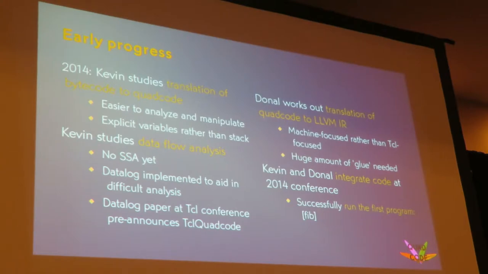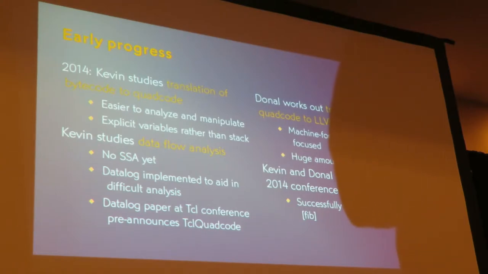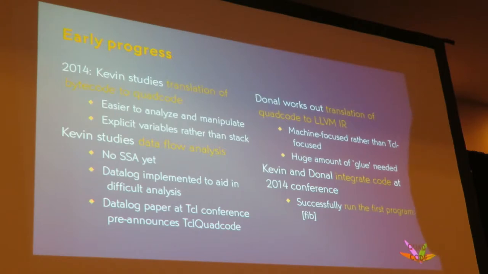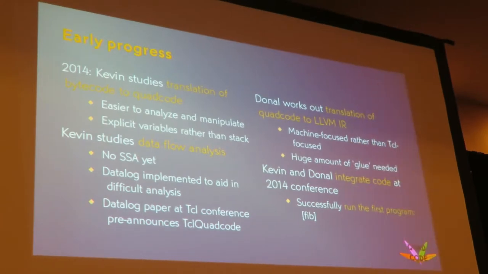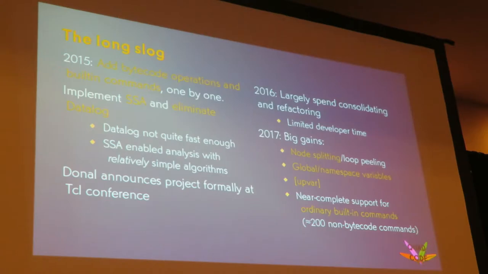At the 2014 conference, Donald and I managed to get ourselves locked in a room with a pot of coffee and a bottle of Lagavulin and managed to do the first successful end-to-end integration. We had a procedure that computed the nth Fibonacci number and were successfully able to compile it and execute it. And at that point, we were getting a speed up of about 15 times, something like that, for that particular procedure. That's certainly an easy one to speed up because it's all integer arithmetic, but it's enough to be interesting.